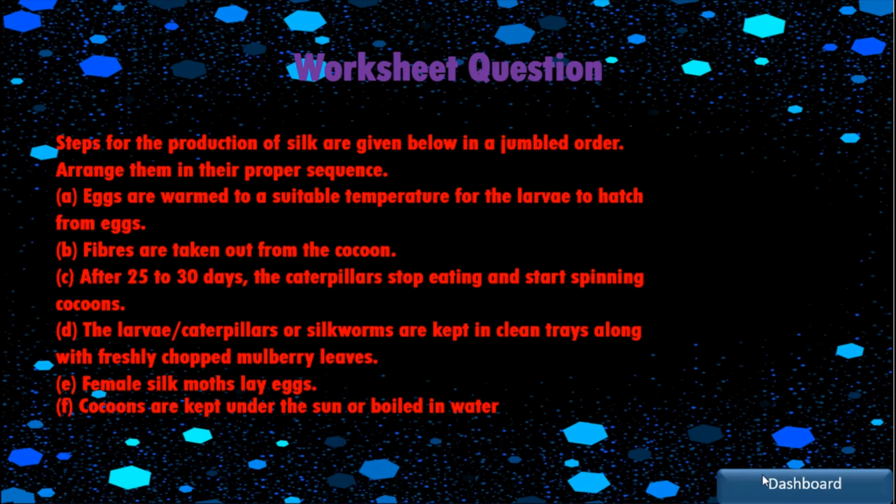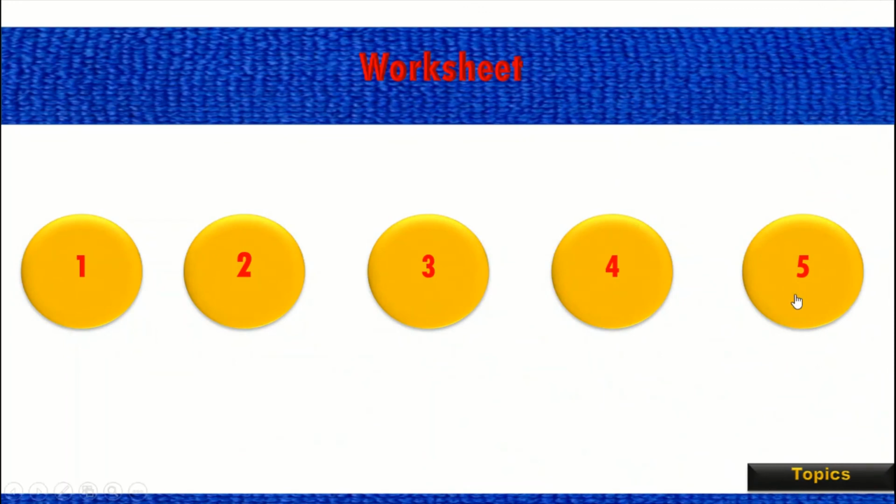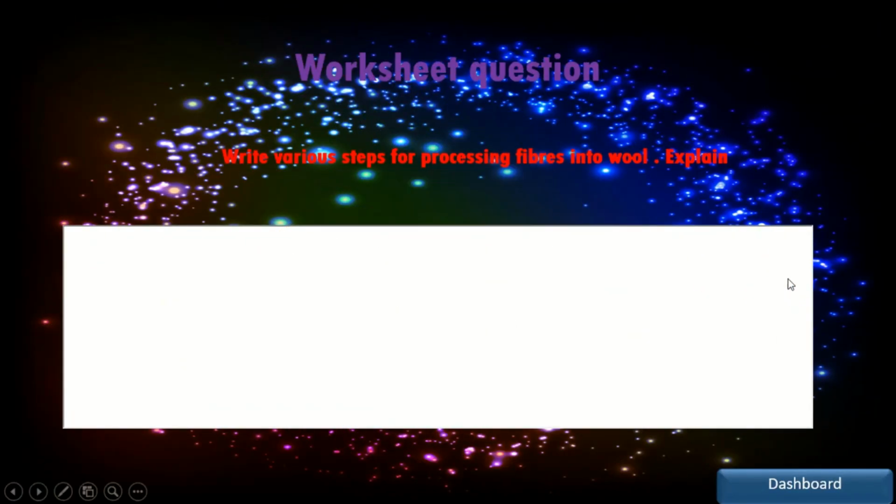So what is next? Let us go to the dashboard. Let us go to the fifth question. Write the various steps for processing wool and explain. So now is scouring. So what do we do in scouring? We remove the fleece, right?